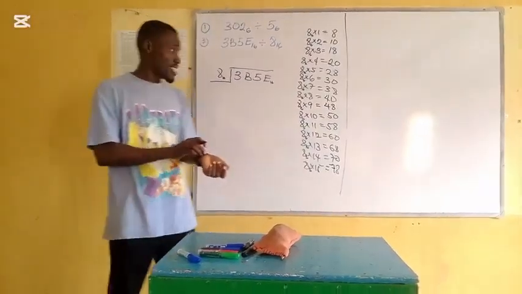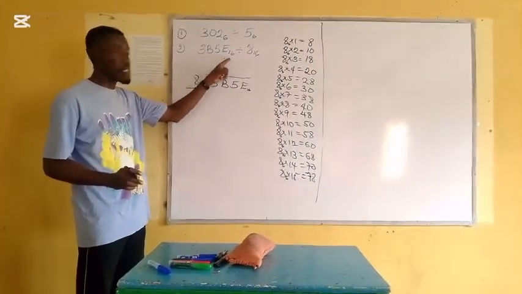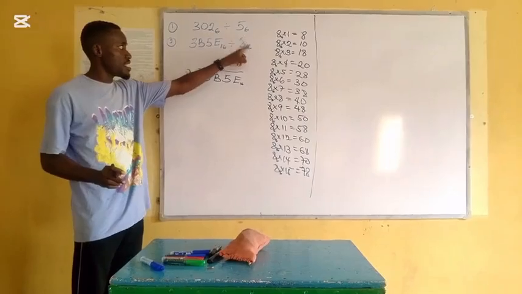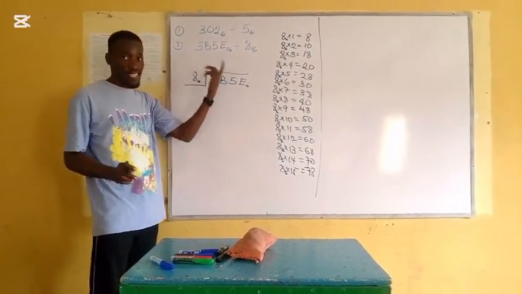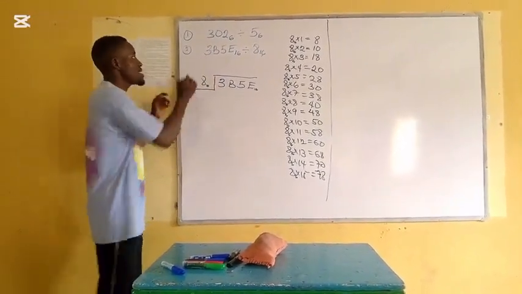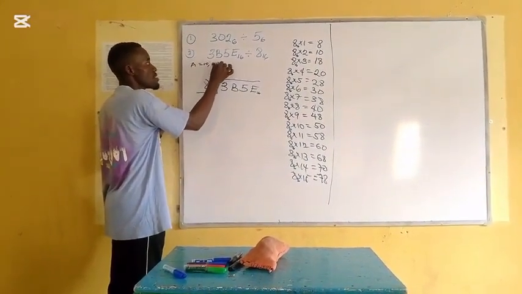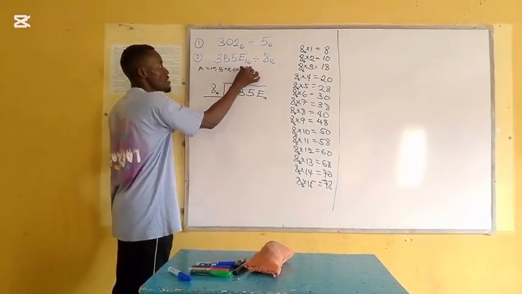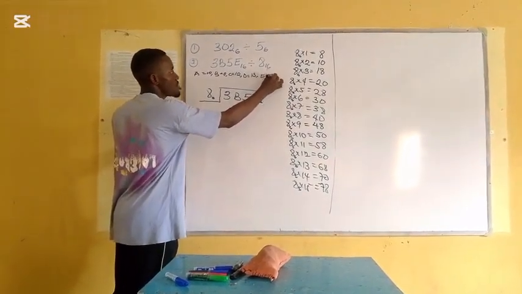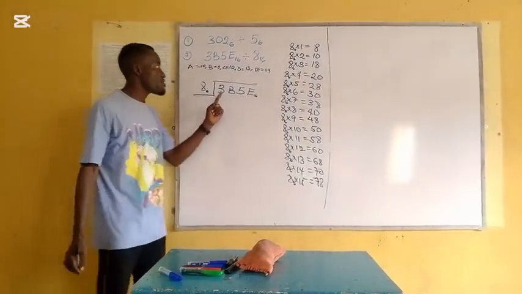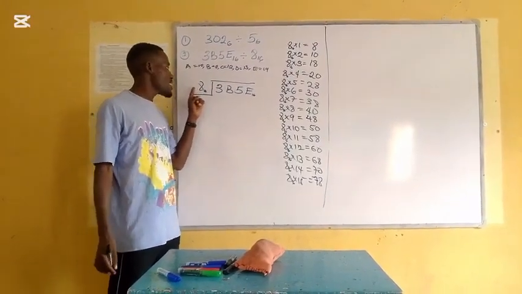Now we are going to the second example, which is the second question, which is 3B5E in base 16 divided by 8 in base 16. So you cannot argue that 16 is known as hexadecimal. And in number bases, our A is 10, B is 11, C is 12, D is 13, and E is 14. So here we have 3B5E in base 16 divided by 8 in base 16.